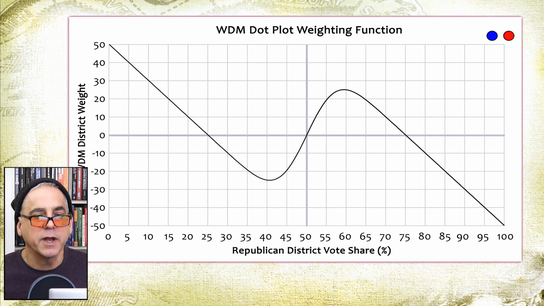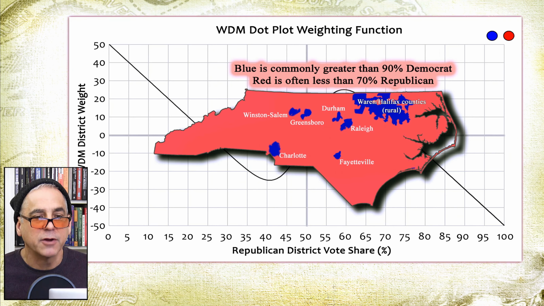As a final note on the weighting function, we plot all districts according to Republican vote share. This is intentional as it is easier for Republicans to gerrymander than it is for Democrats, and here's why. This is a very basic map of North Carolina's political makeup. While this blue area up here is sparsely populated, half of North Carolina's population lives in these blue cities, where the centers are commonly greater than 90% Democrat.